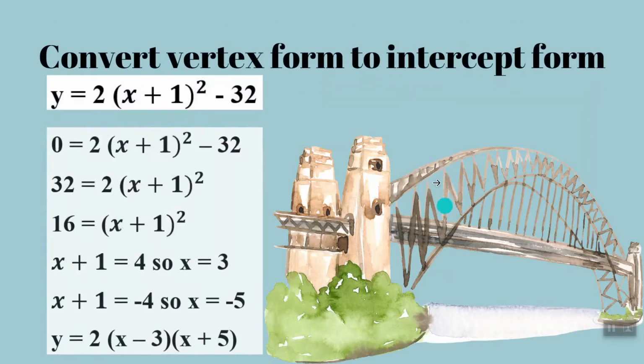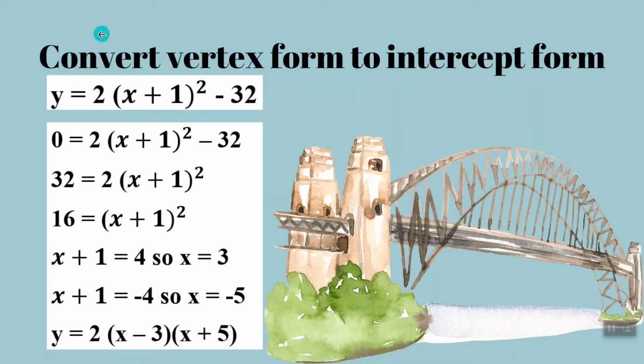The next example, convert vertex form to intercept form. In the intercept form, we are talking about x-intercepts. It means the y value should be equal to 0. So after we identify the equation, we will put 0 instead of y in order to get the intercepts. Then when we carry minus 32 to the other side, we will get 32 equals 2 times x plus 1 squared. So we will divide both sides by 2. 16 will be equal to x plus 1 squared.